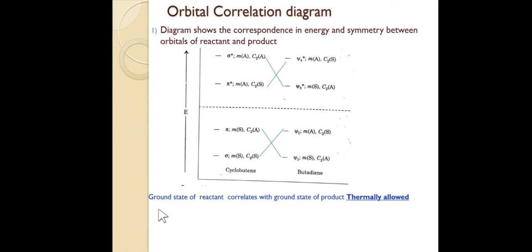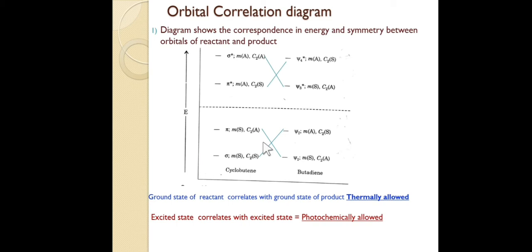If the ground state of the reactant correlates with the ground state of the product as shown here, then it is thermally allowed. And if the first excited state of the reactant correlates with the first excited state of the product, then it is photochemically allowed. So we can draw these two conclusions from the orbital correlation diagram.